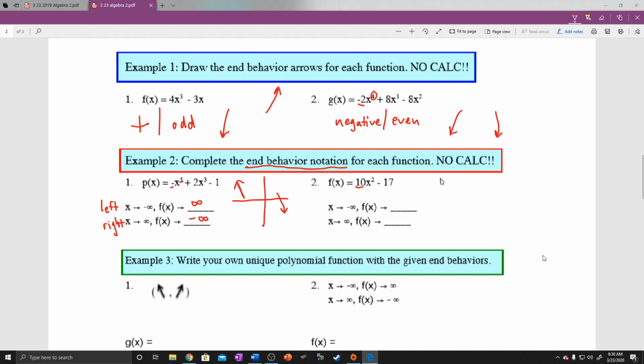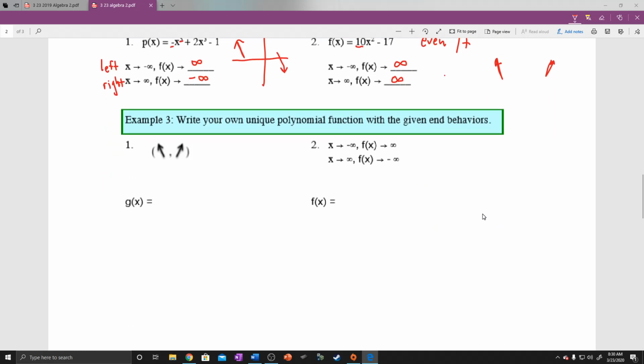Okay, so we have a positive leading coefficient and an even degree. This is going to be up, up in both directions, left and right. So both will be approaching positive infinity, f of x. And remember, f of x is just our outputs, our y's. So that's why these are approaching positive infinity on the left and the right.